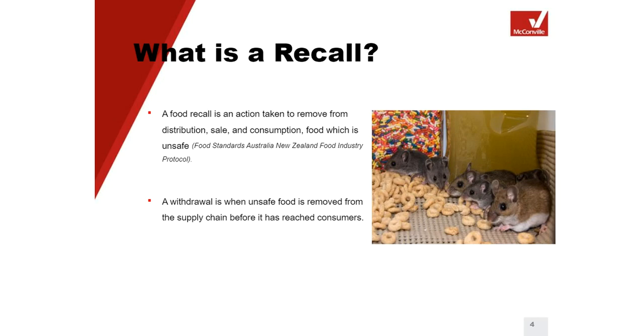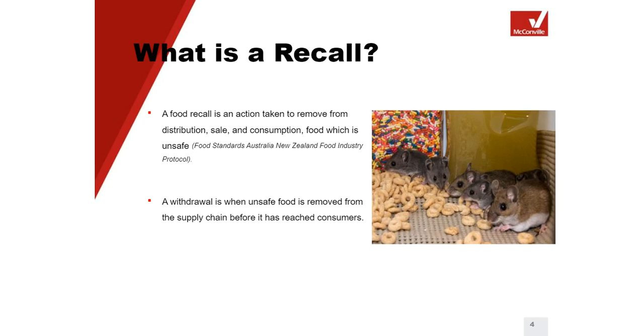Now a consumer level recall is going to involve the recovery of product from all points in the production and distribution chain. And that includes any affected product that potentially could be in the possession of the consumer. So an example of this could be if the product has reached the shelves of a supermarket, then that is going to be a consumer recall, or even if consumers have purchased that product, it is going to be a consumer level recall.